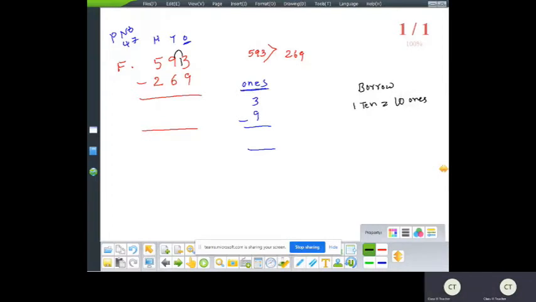Already 3 ones are there here. 1 ten is equal to 10 more. 10 plus 3 is 13. And from the beside number 9, we took 1 as borrow. 9 minus 1 is 8. This is 8.